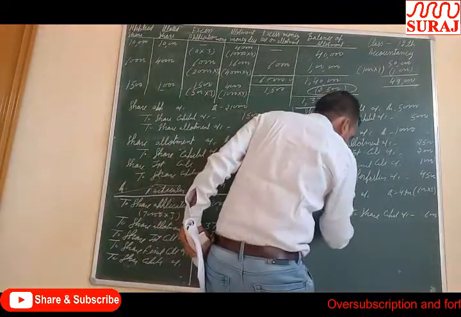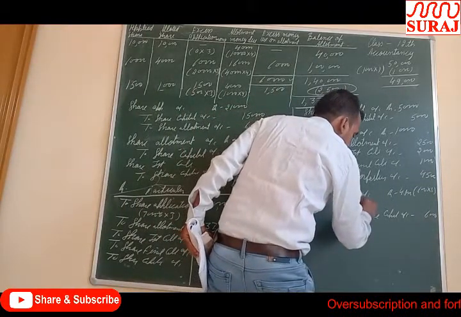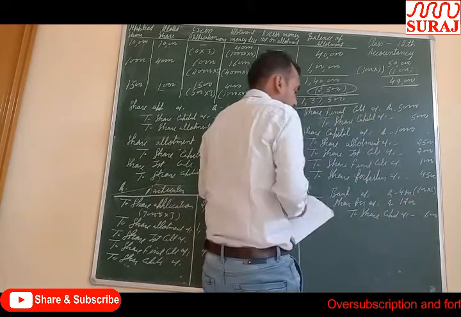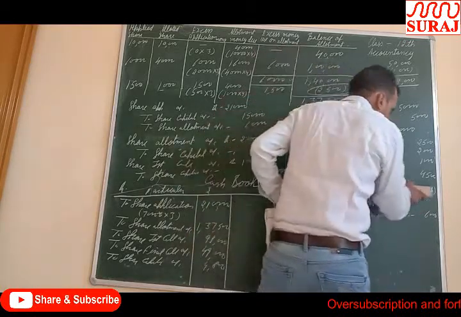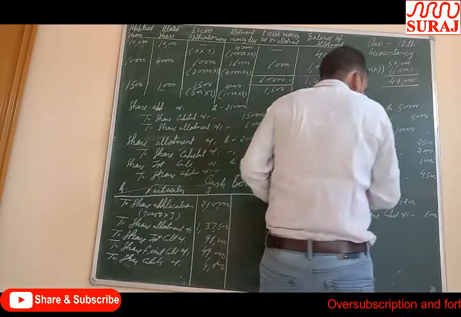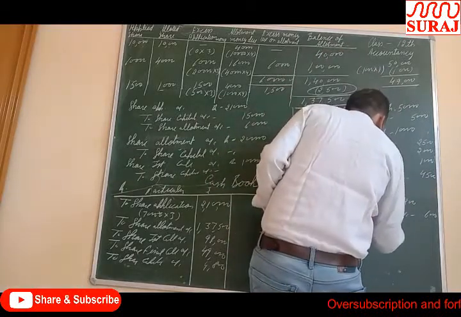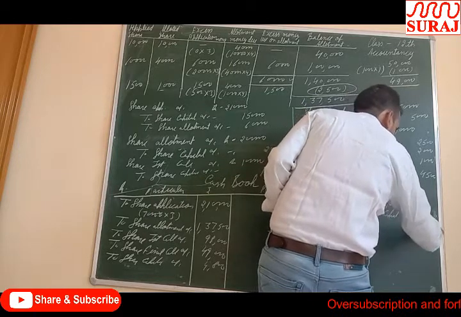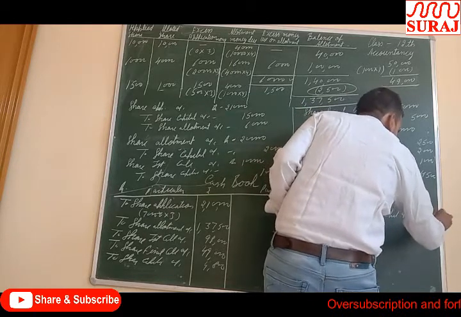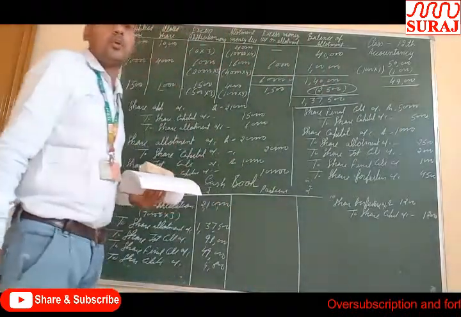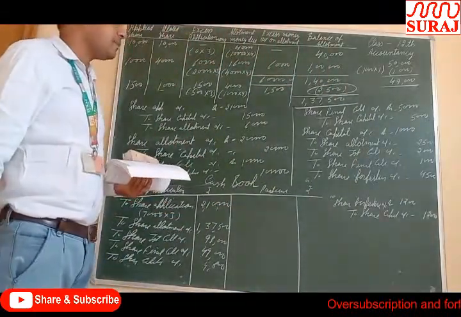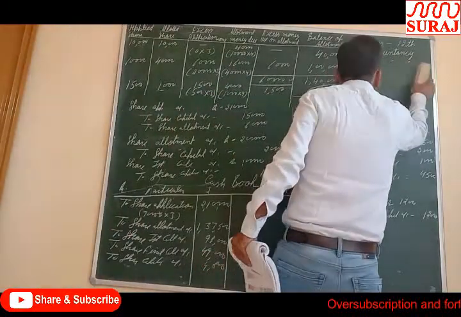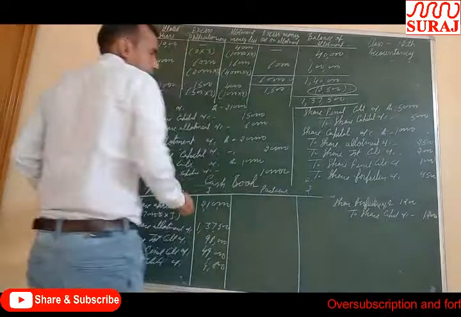Here, share forfeiture account debit 1,200. Bank, because the cash book is prepared, the bank entry will not be passed. Share forfeiture account debit, then share capital will be credited 1,200. Those shares will be reissued. The remaining share forfeiture will be transferred to capital.